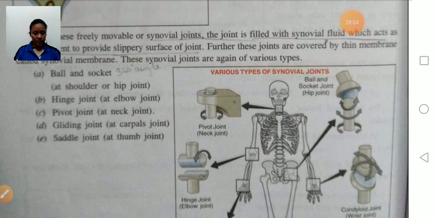In the gliding joint, the bone surfaces that are held together are flat, for example in your hand. Next is the saddle joint, which is present in the thumb.